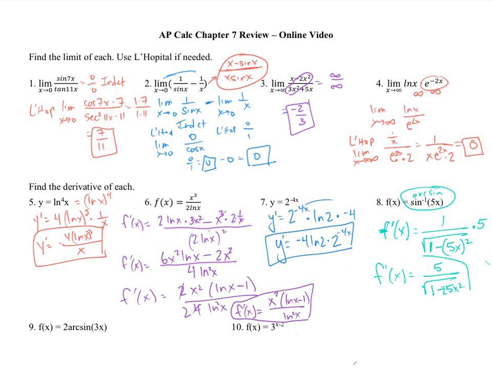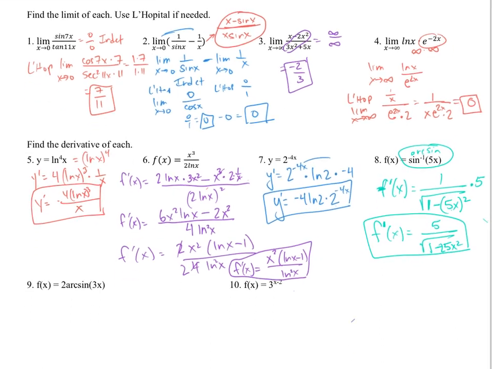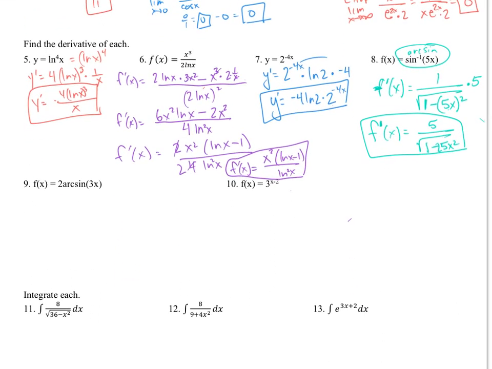25x squared. Okay, so remember, when we take the derivative of that arc sine, it's 1 over, we said, 1 minus that a squared value. But then we have to apply a chain rule. So times the du dx part. Okay, moving on to number 9.